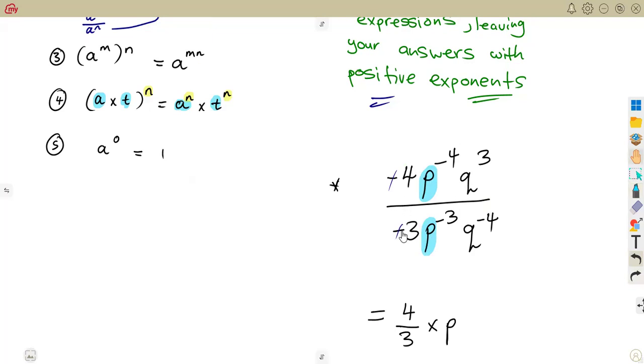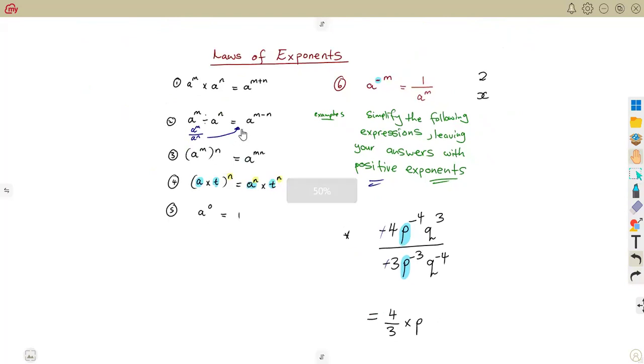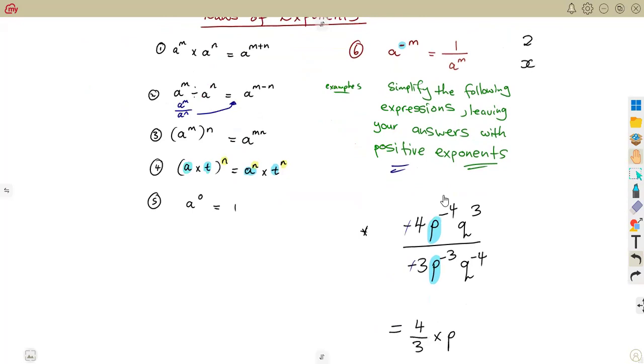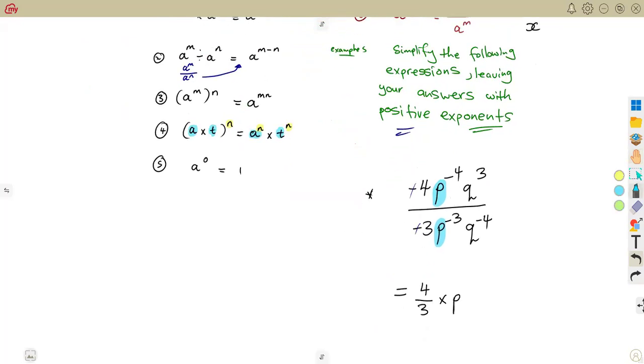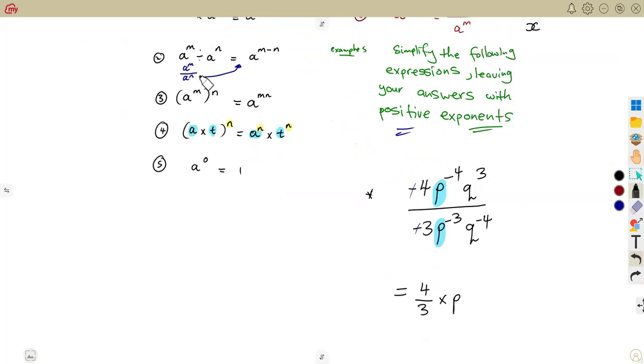So let's go back to our law. For a division, we saw that we are going to subtract the exponents, m minus n, under the same base. The base is not going to change. It is going to remain as it is. You simply have to subtract. So this is what you are going to do. The exponent which is on top, minus this one which is below. That is m minus n. So what is on top in our question? -4. So it's p to the exponent of -4.